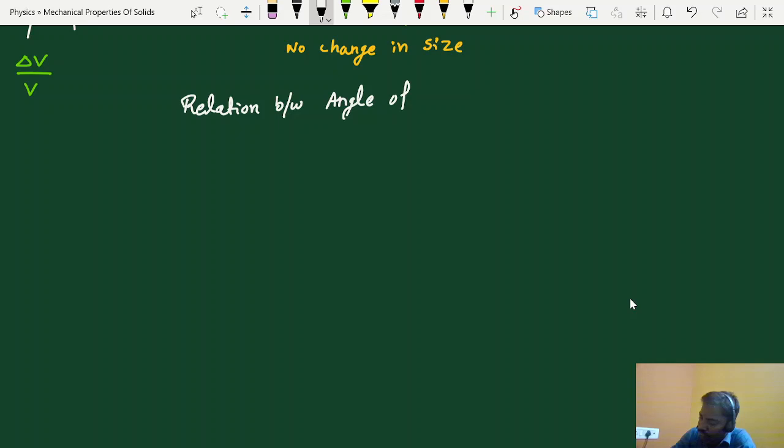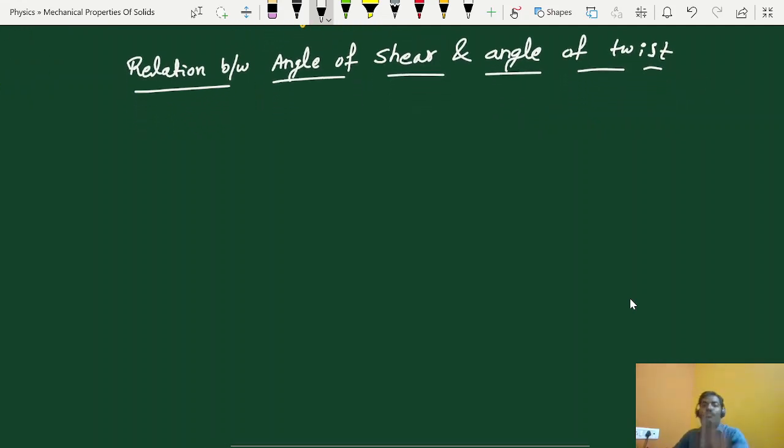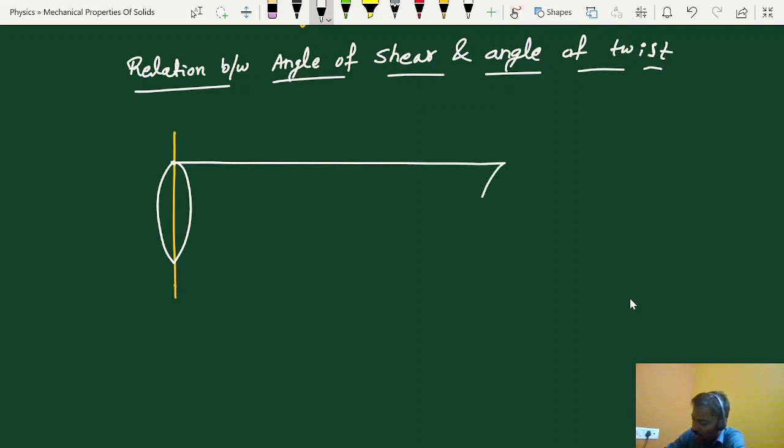angle of shear and angle of twist. Angle of shear and angle of twist relation. First of all, you have to understand the meaning of a twist. Say, students, we have considered a rod. One end of the rod is fixed to the rigid support. Cylindrical rod. Other end is free.